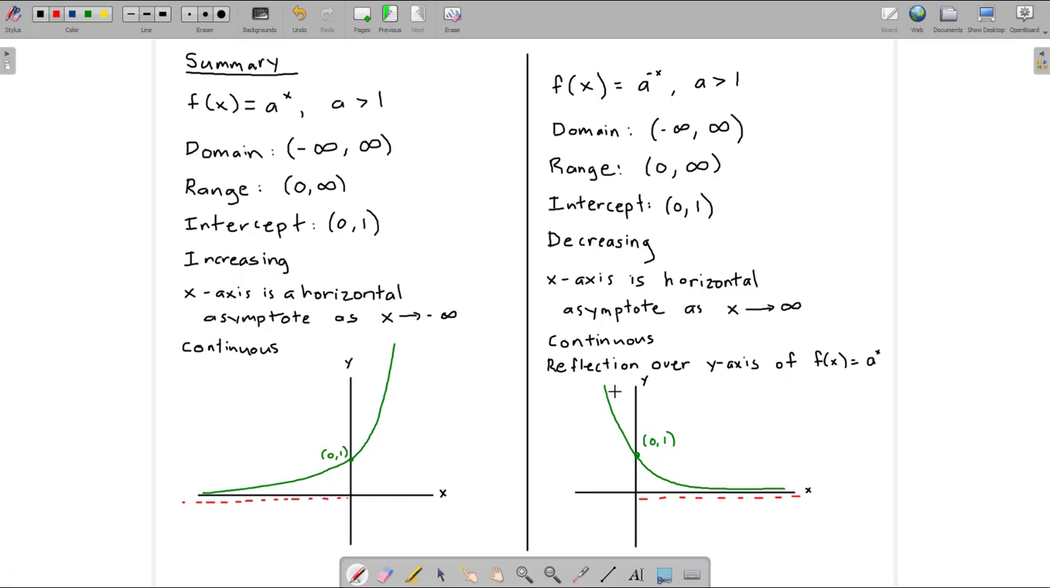Again, this function is continuous. We don't have any breaks in the graph. We don't have any skips or jumps. It's very smooth. And this graph is a reflection over the y-axis of f of x equals a to the x. If you take a look at both of these graphs, you can see that if we flipped this graph over the y-axis, we get exactly the other case.